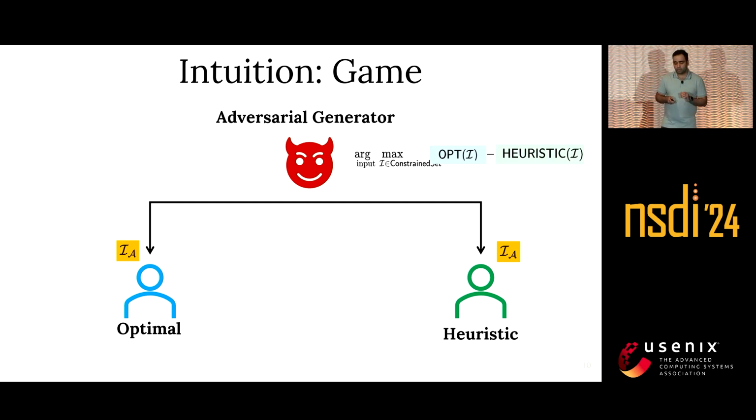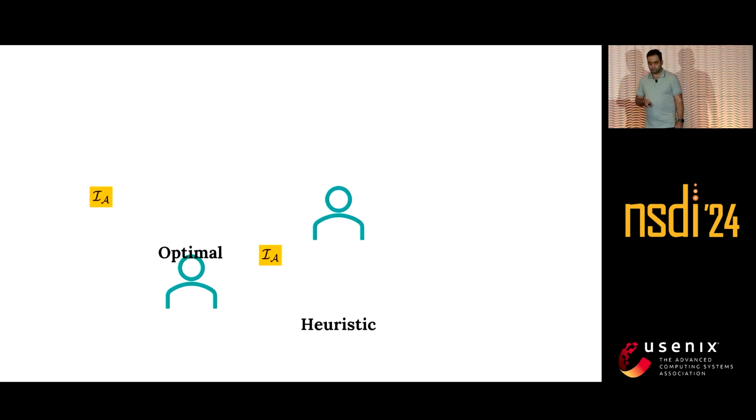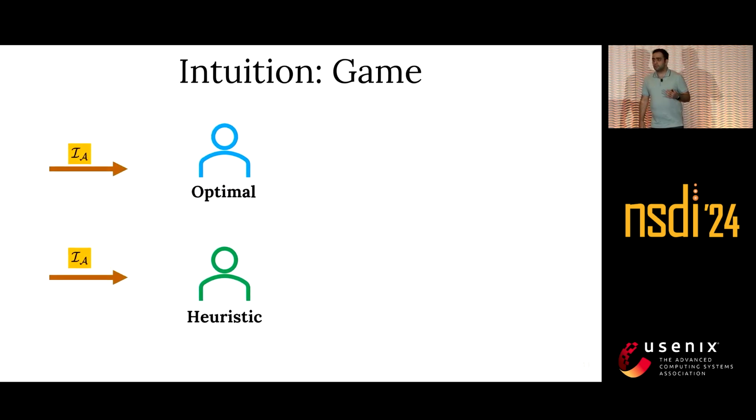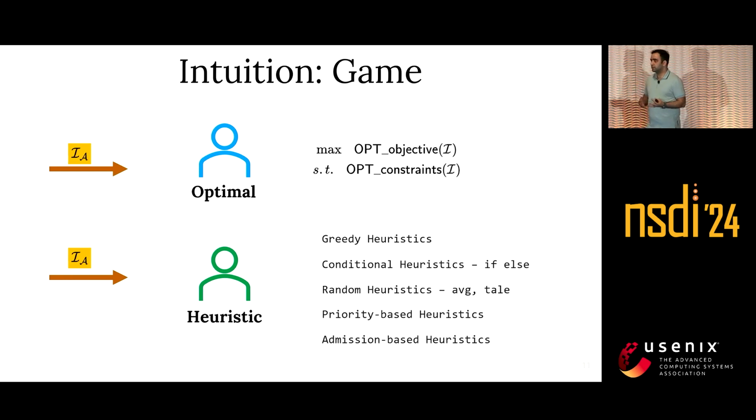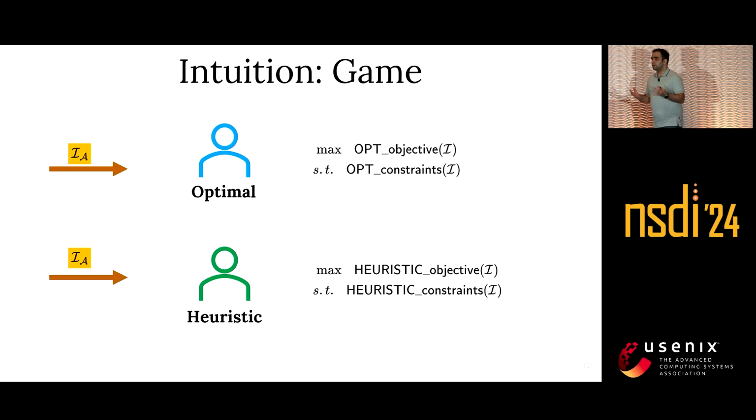Now let's take a closer look at what optimal and heuristic do internally. Optimal takes some inputs and usually solves an optimization, maximizing some objective given some constraints. Heuristics can have different forms. They can be greedy, conditional, random, and many other types of heuristics. We find that we can model many of these in the language of optimization. So the heuristic also maximizes its objective given its constraints.